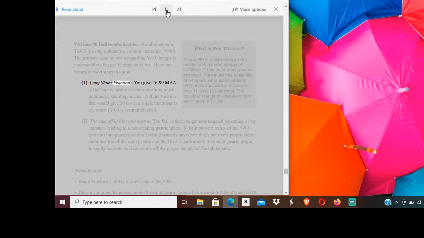1. Lung shunt fraction: you give Tc-99m MAA to the hepatic artery to determine how much pulmonary shunting occurs. A shunt fraction that would give 30 Gy in a single treatment is too much. Y90 is contraindicated. What is this yttrium?